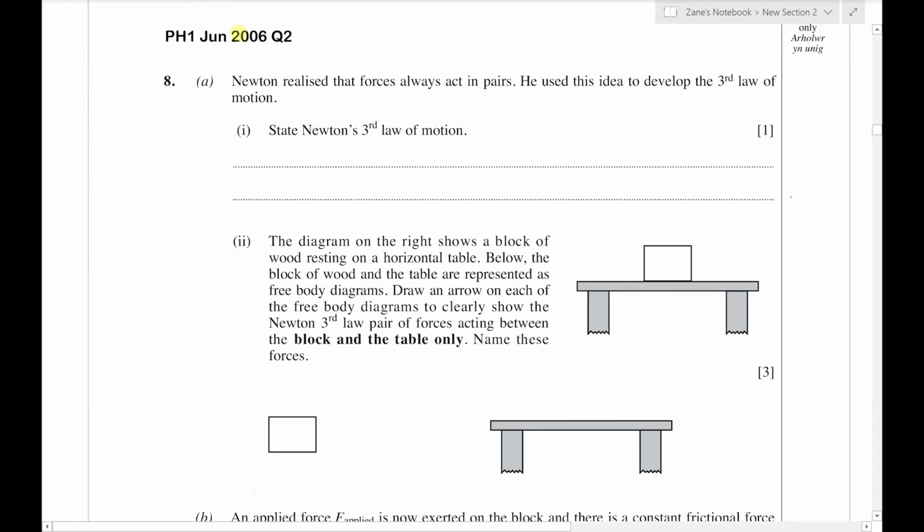Welcome to another WJEC A level physics question. This time it's question 2 from June 2006, unit 1, and it's a Newton's law question.